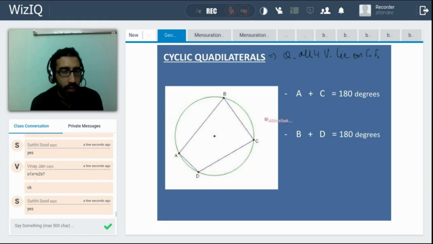And for a cyclic quadrilateral, the sum of opposite angles is 180. Opposite angles are supplementary. So angle A plus angle C is 180, which means if this angle is theta, this has got to be 180 minus theta. If this angle is alpha, this has got to be 180 minus alpha. Now, is there any relation between theta and alpha? Nope. There is no relation between angle A and angle B in general, or angle A and angle D. There is no relation in general between adjacent angles.